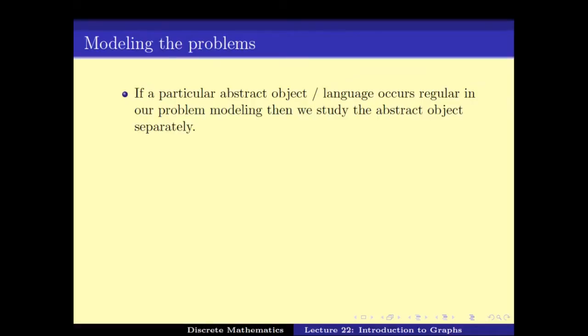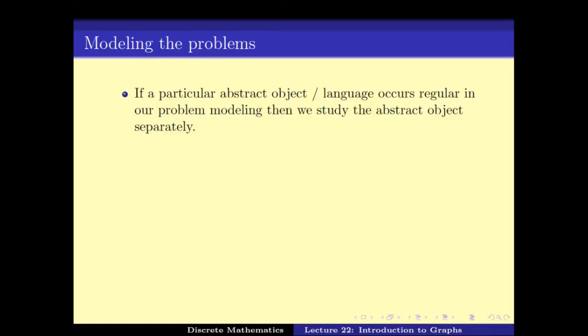Now, if a particular abstract object occurs regularly in our problems, then we would like to study this object separately. For example, if you remember in the case of geometry, we started studying things about circles and lines and angles because they were arising in real life quite a lot of times. Similarly, we realize that many problems in geometry or otherwise can be written as the ratio of the hypotenuse versus the various sides of the triangle, which in fact gives us sine, tan and cos. And then we start studying trigonometry.